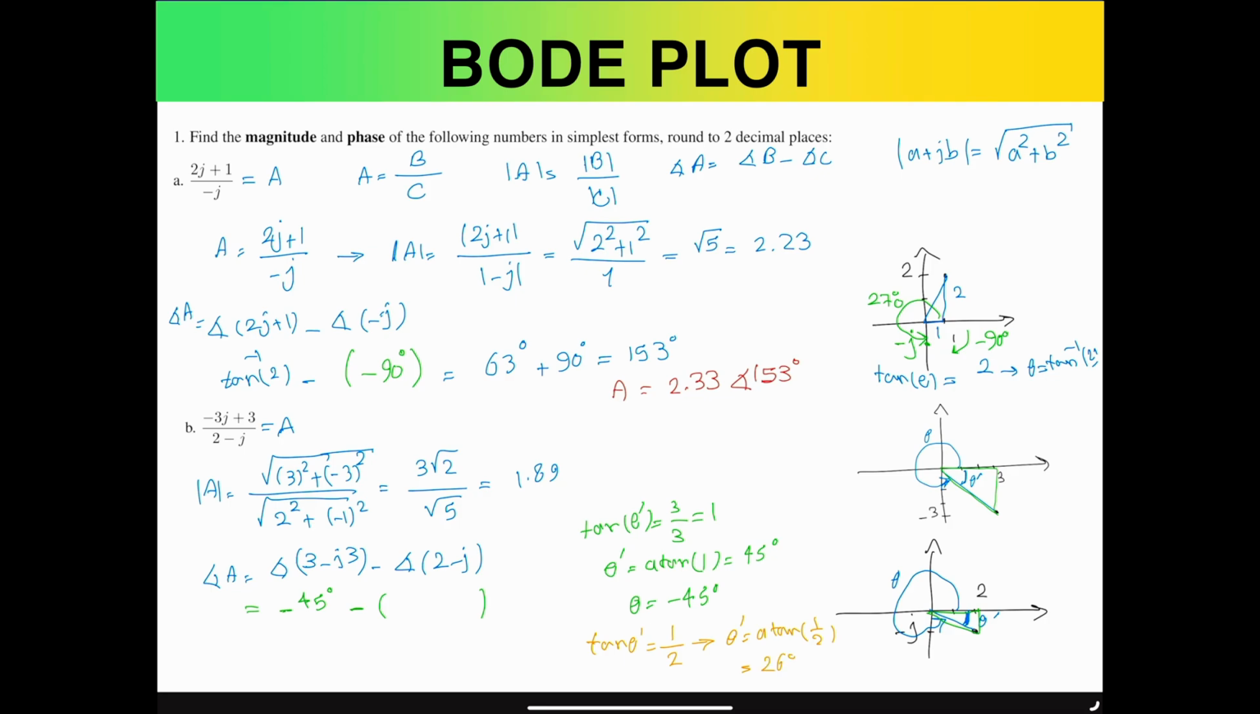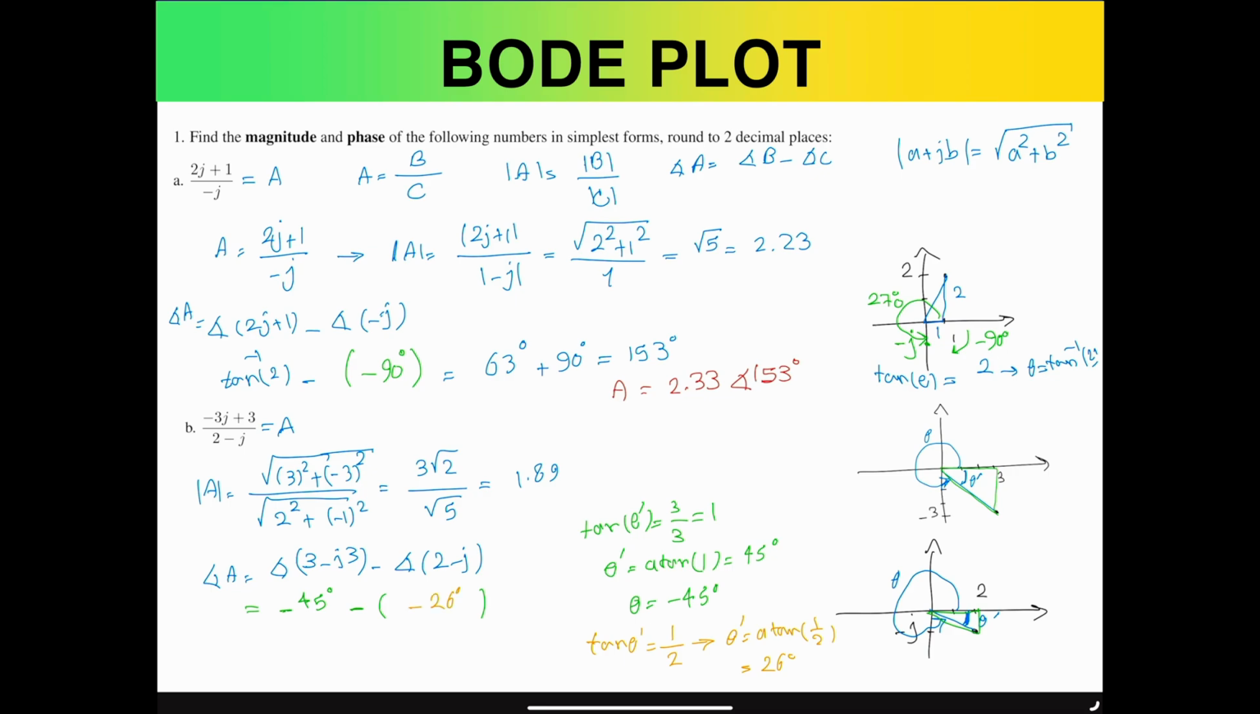However, we know that the relationship between theta prime and theta is either that they sum up to 360 degrees, or that theta prime is going to be negated in order to get theta. So I'm going to use the negative value of 26 degrees in this case. So again, it's going to be minus 26 degrees.